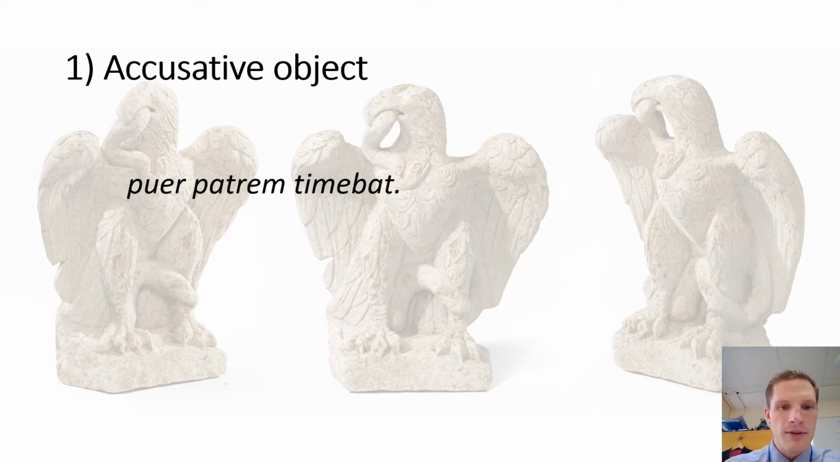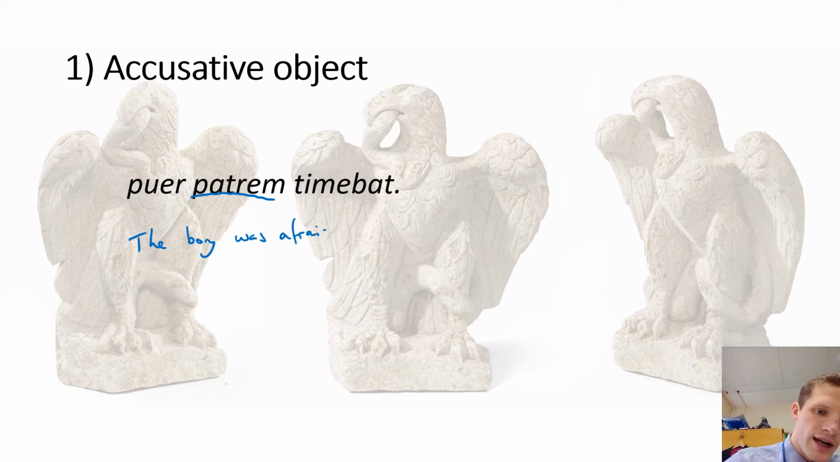So timeo can be followed simply by a noun in the accusative, as we have here. So we have timebat, we can see the imperfect of timeo, and we have an accusative object here, we have patrem. So this is the thing that the boy was afraid of. So the boy was afraid of his father.